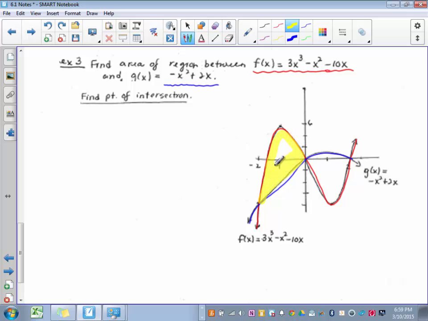That's a good name for the yellow region. And then the other one is this blue region. We can call this one blue, our blue region. And we want to find the area of both of these regions right here.